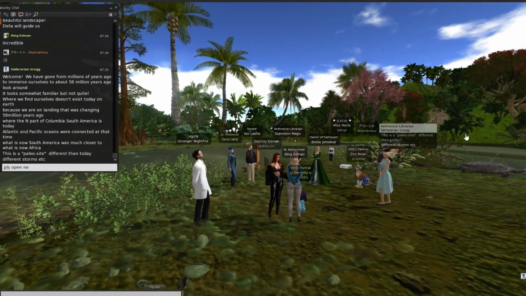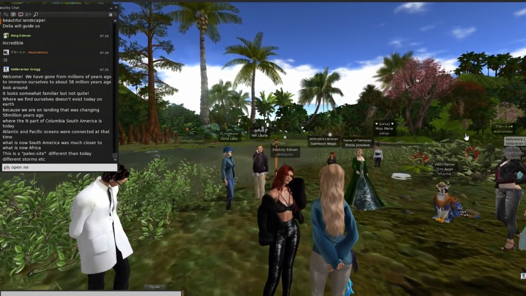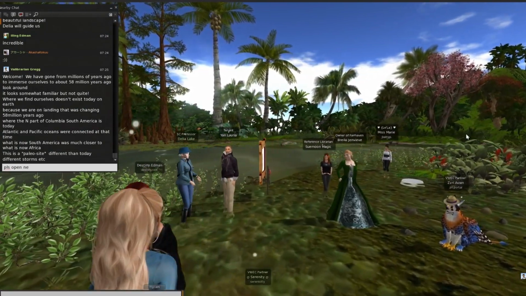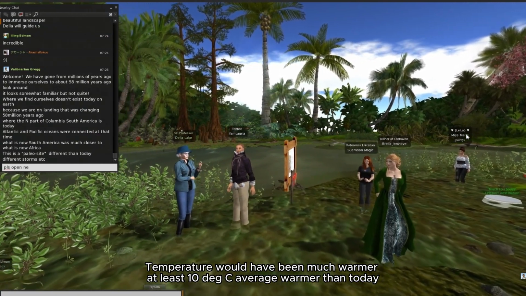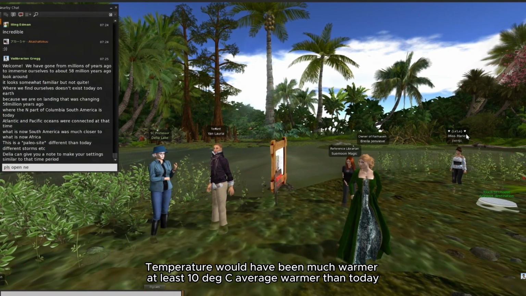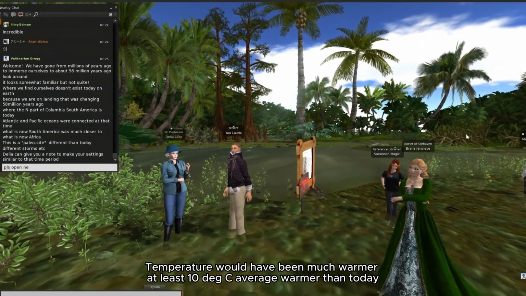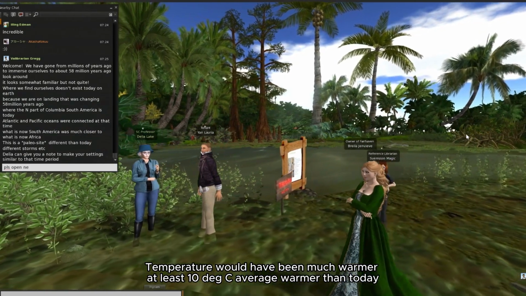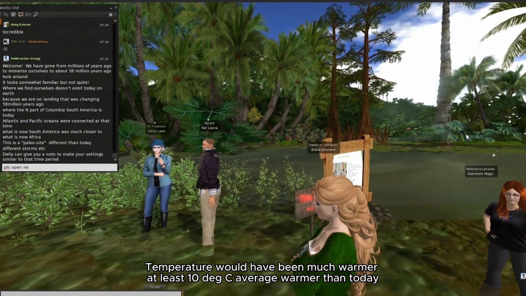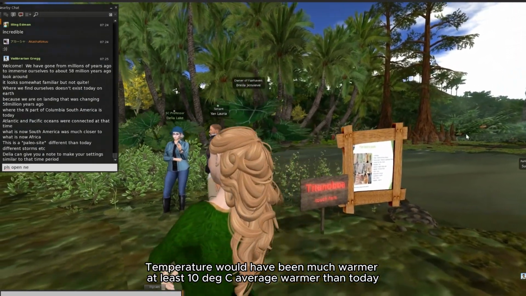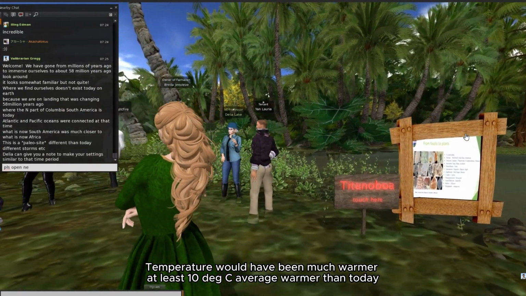The best we can figure is that the air would have been much warmer, at least 10 degrees centigrade warmer on average than it is today. But the clouds would not be high clouds. There would be moisture evaporating, but very little clouds in the sky. So that's the first clue.